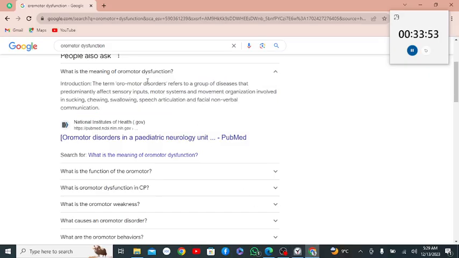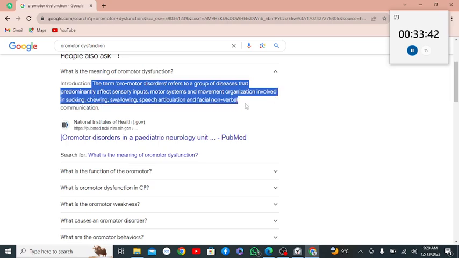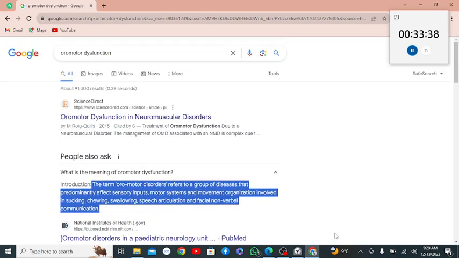As you can see here, I'm sorry, my screen was not visible. So the term oromotor disorder refers to the group of disorders that predominantly affect the sensory inputs, motor system and movement organization involved in sucking, chewing, swallowing, speech articulation and facial non-verbal communication. So now let's come back.